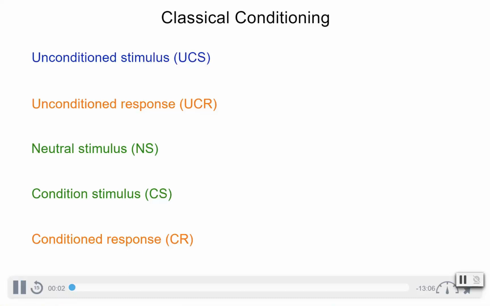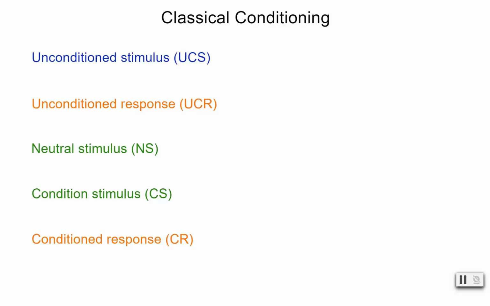In this video, we are going to focus on classical conditioning. One of the experiments that is most well associated with classical conditioning is the experiment with Pavlov's dogs, and we'll use that as an example in just a minute.